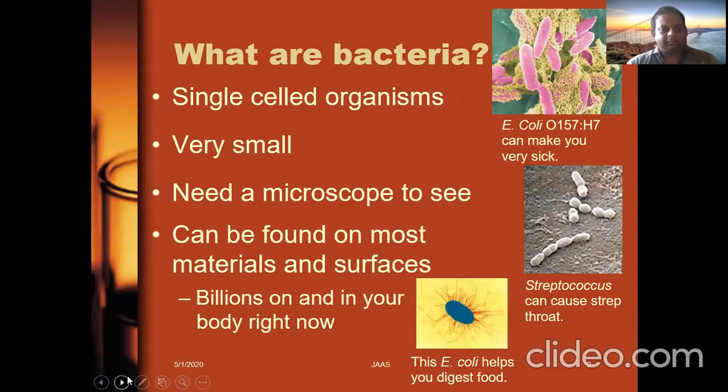What are bacteria? They are single-cell organisms. They are very small, tiny. That's why the term microorganisms, micro. You need the microscope to see them. They can be found on most materials and surfaces. Here you can see some electron microscopic pictures of famous microbes, E. coli O157:H7. One is colored, one is black and white. It's an electron microscope, but it's not commonly used for identification of microbes.